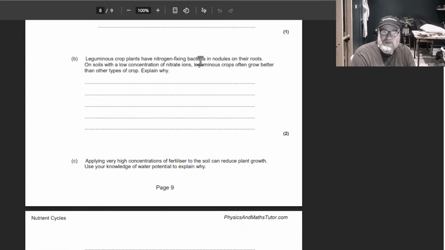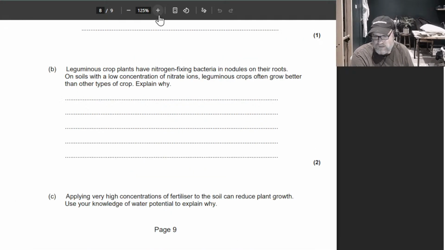Leguminous crop plants have nitrogen fixing bacteria. This one says here, let's zoom in a little bit. Leguminous crop plants have nitrogen fixing bacteria in nodules on their roots. Remember, I showed that picture of nodules with the little balls on the roots of pea plants. If you like to eat dal or lentils or chickpeas, they're all from leguminous plants. They tend to be very high in protein. If you think baked beans, if you're vegetarian and you need a good source of protein, leguminous plants are great, and it's because they've got nitrogen fixing bacteria. So they're going to naturally have more access, in the soil around them, to nitrates, which will enable them to make more amino acids than other plants, basically.